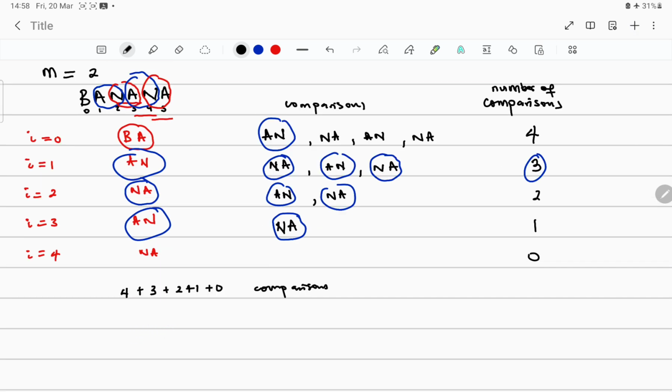This sum can be found using the sum of n terms, which says n times n minus 1 over 2 if we are starting from 0. Here we have 5 terms, so we have 5 times 5 minus 1 over 2, which is equal to 5 times 2, which is equal to 10.